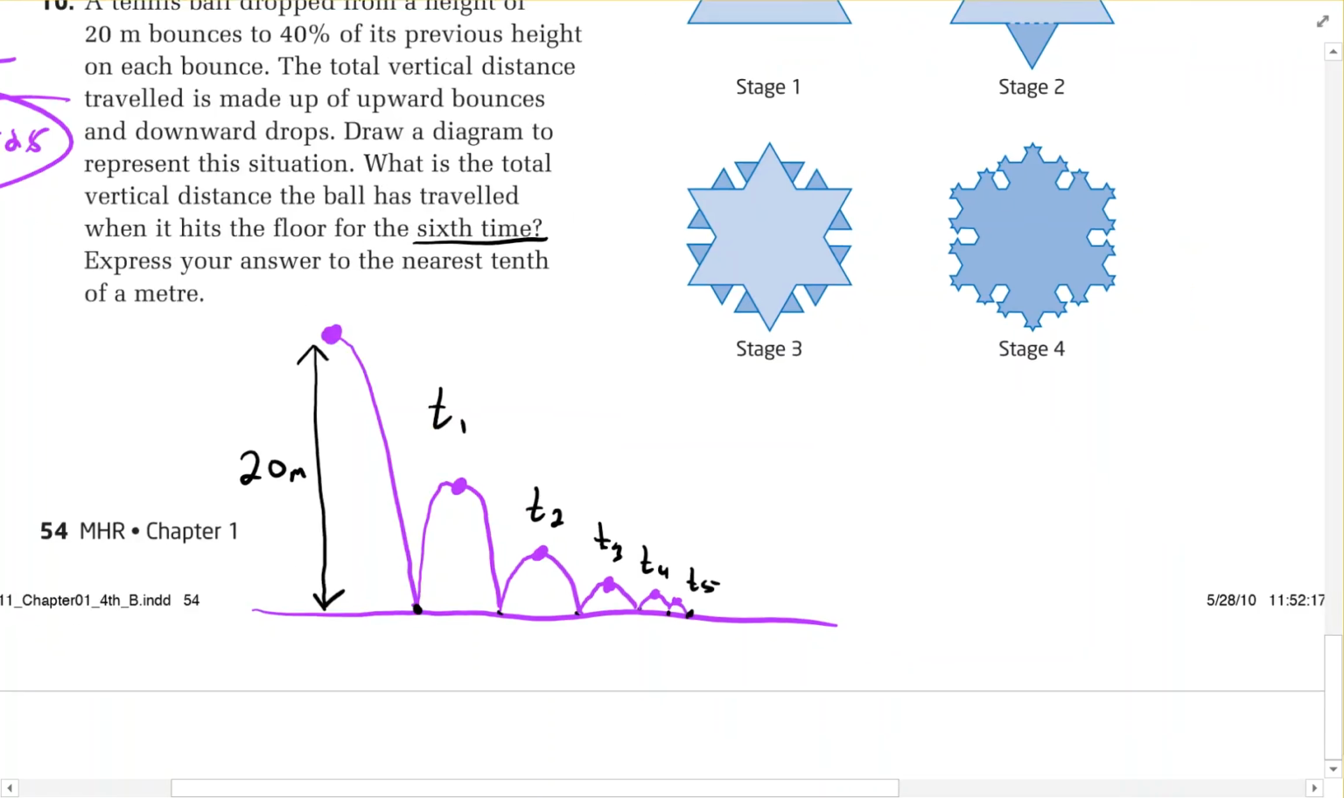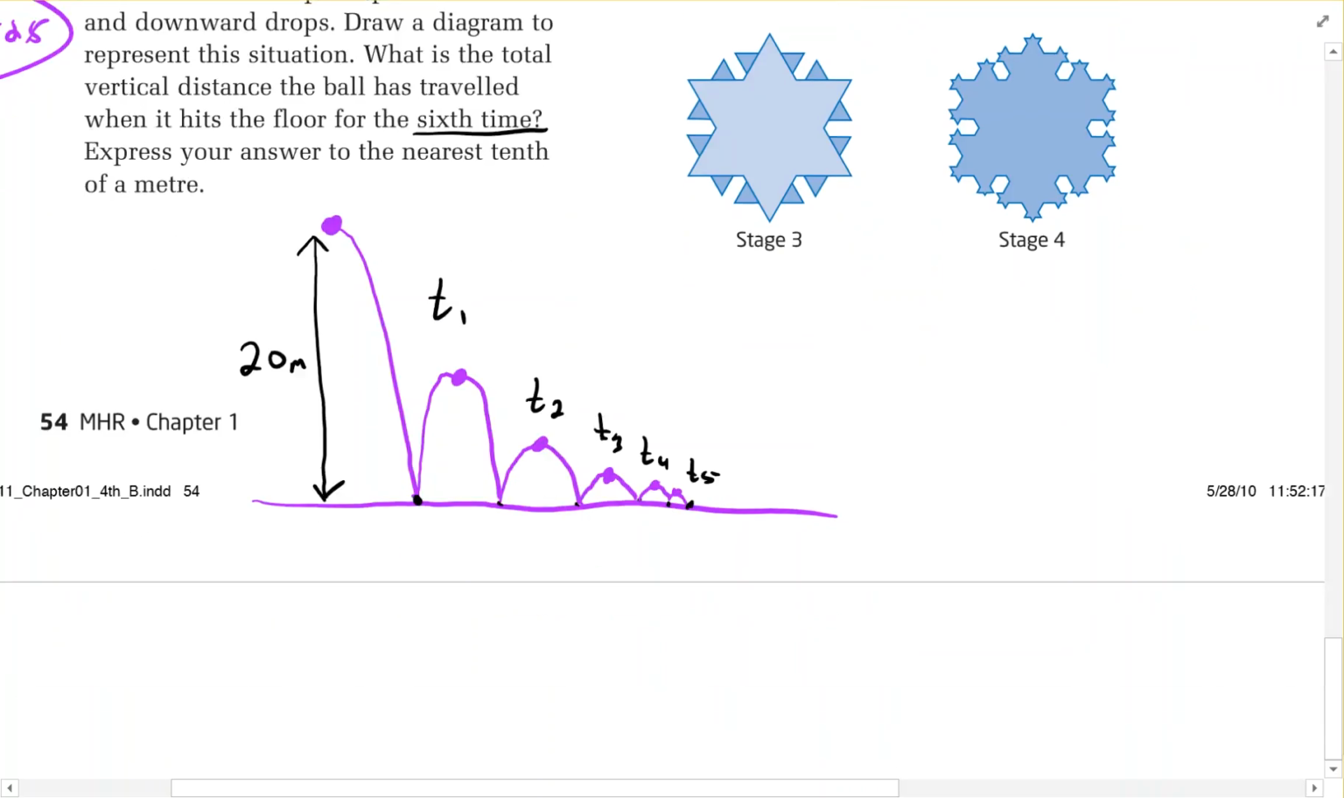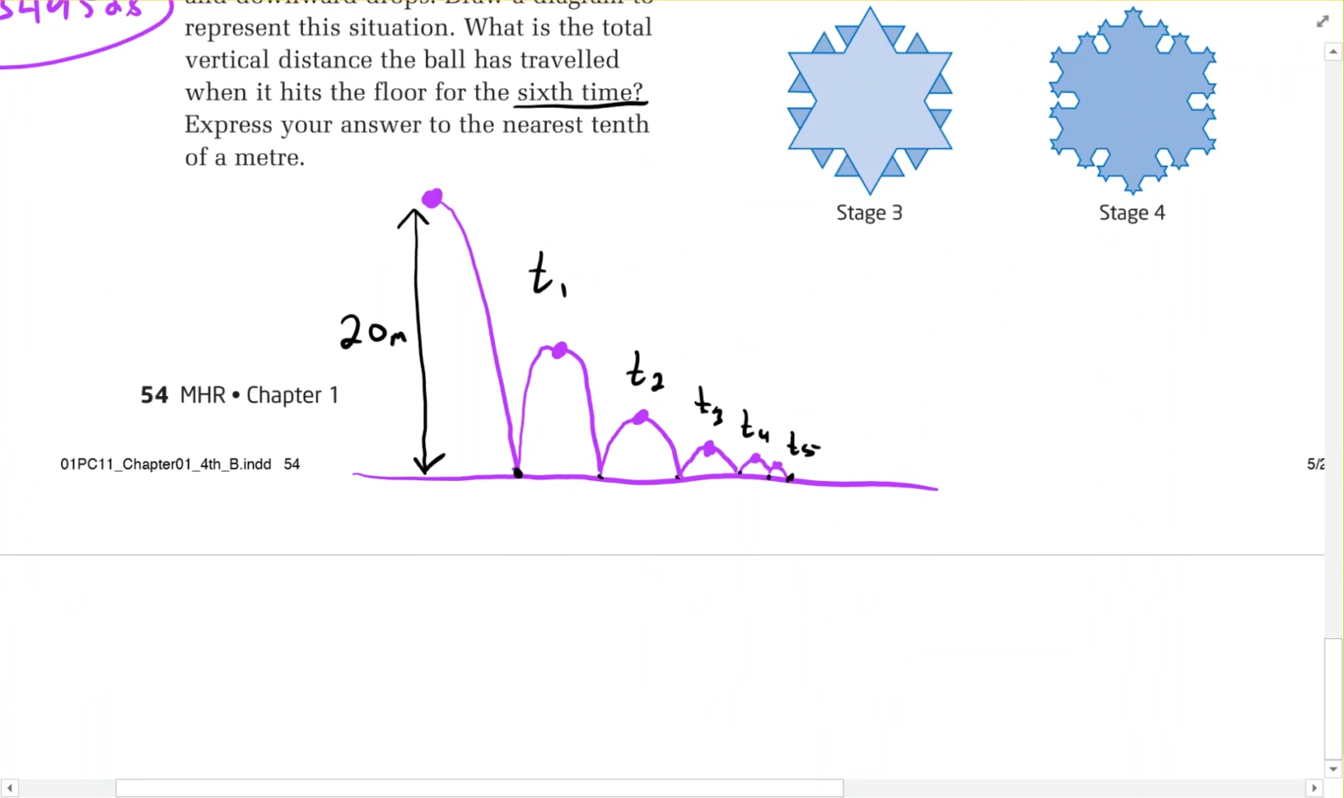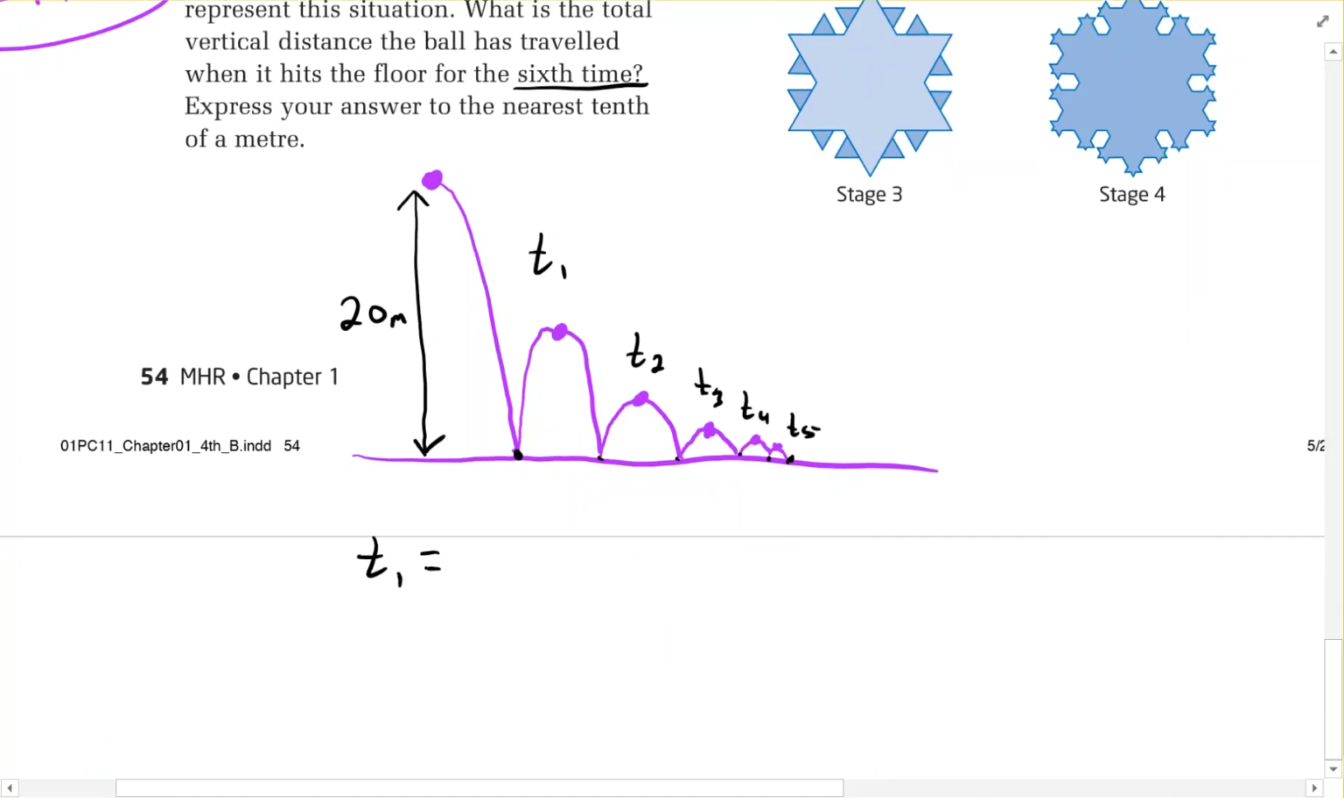So it's similar to that picture frame question, or the picture when we printed off and it was a certain percentage as much every time. So that's what we're going to do. So let's first figure out what T1 is going to be. So T1 is going to be equal to 40% of 20. So just to be careful here, when I go 40% of 20, what I'm finding is the height from there to there.